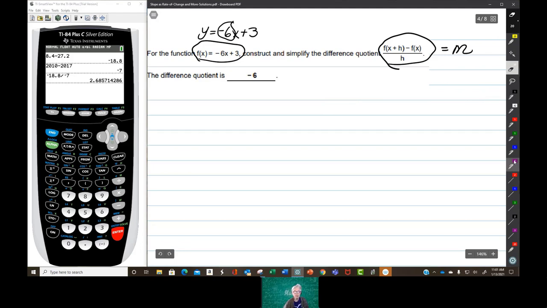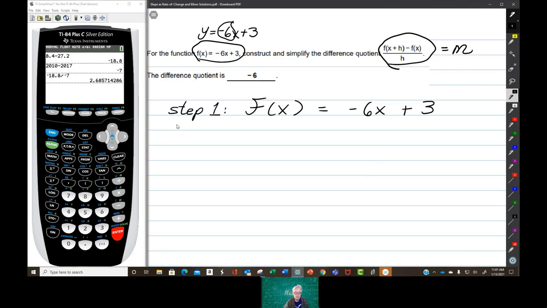Okay, so we're going to do this one more time to get you familiar with the steps. That's my only goal here, is to get you familiar with the difference quotient while we're talking about straight lines. So step one. F of x equals negative 6x, writing real big, plus 3.